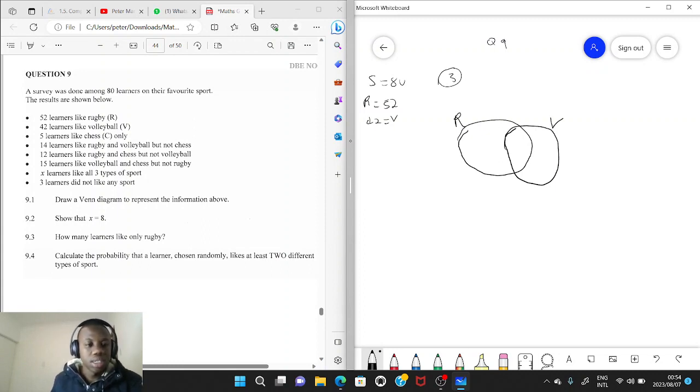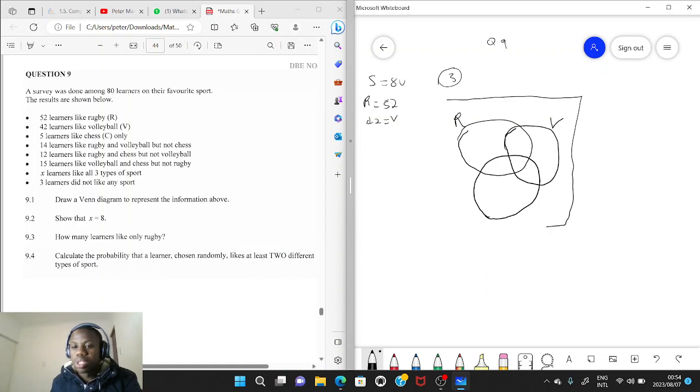And then as we go through the question, they say 12 learners like rugby and chess. Now I know there's another circle for chess, and that circle intersects with rugby, right? And then I've been told that 15 like volleyball and chess. Therefore, it tells me that all these circles intersect, because rugby intersects chess, and volleyball intersects chess. So I will draw my circles as follows. We don't really cram. You will be told whether they intersect or not through the word "and", or intersection, right?